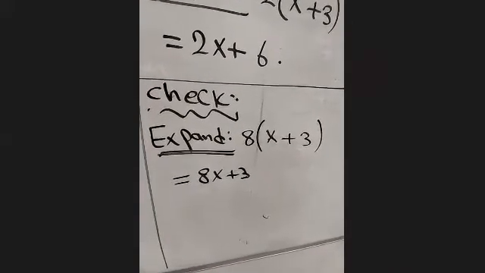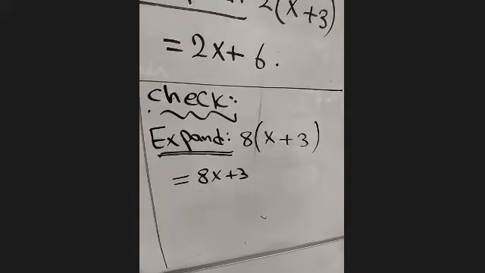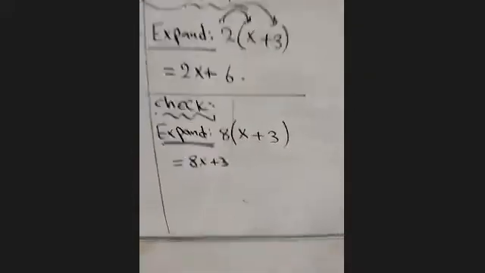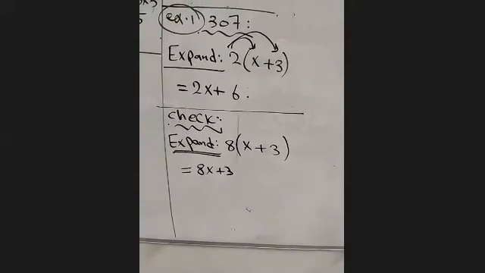Badr, is it correct? No. Why? Because you shouldn't write plus 3. You should multiply 8 by 3. Mu'ad, are you with me, Mu'ad? What's your mistake? Tell me.